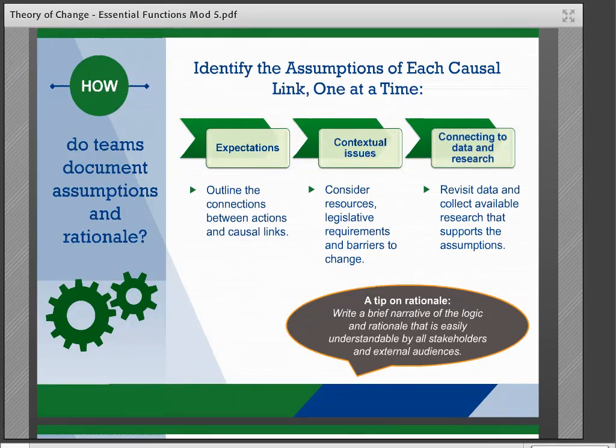A brief narrative of the logic and rationale for the theory is an important element to share with stakeholders, decision makers, and potential funders of the actions within the theory. Explaining why the team thinks this will work in a clear and concise way can help to engage these audiences in future steps to address the root cause and problems identified.